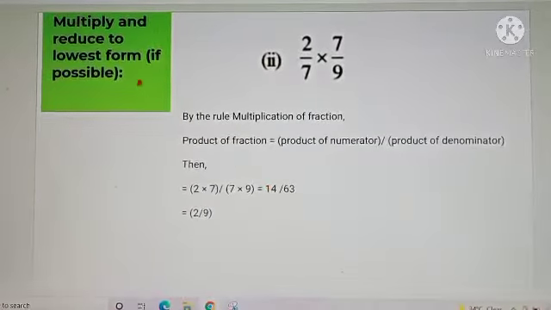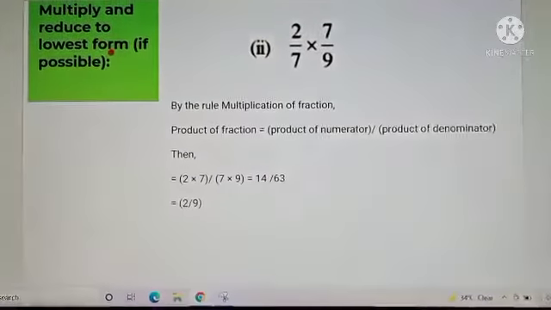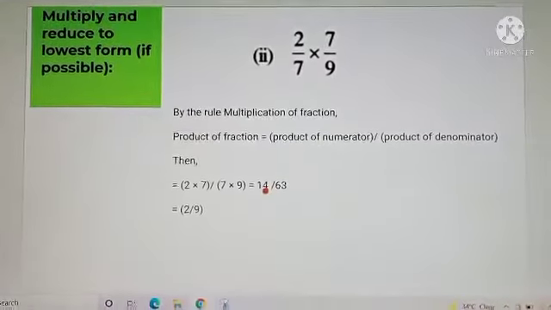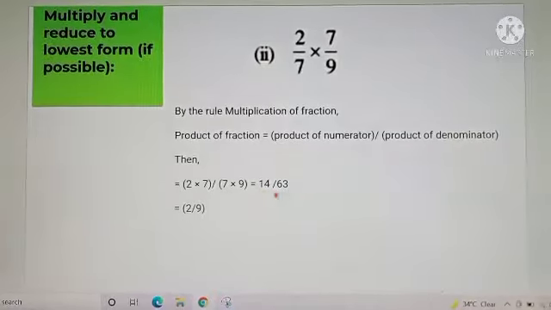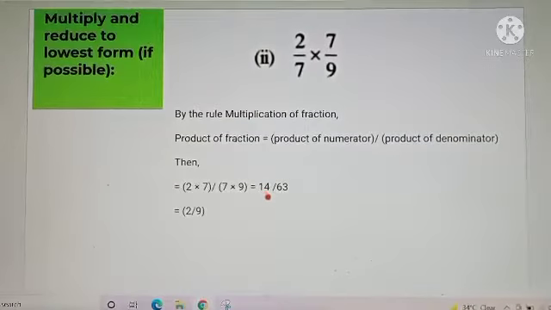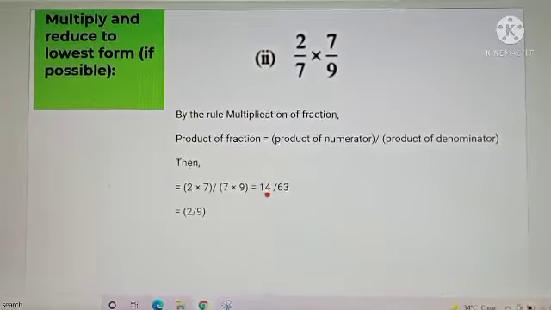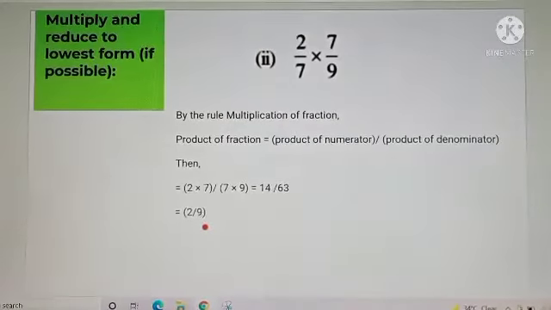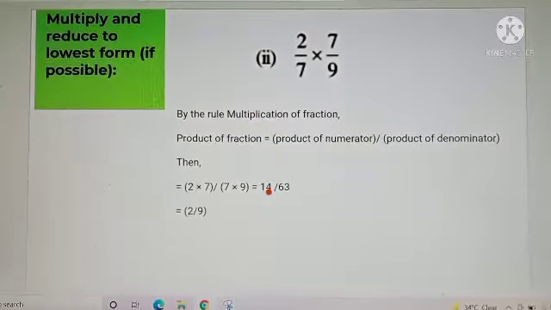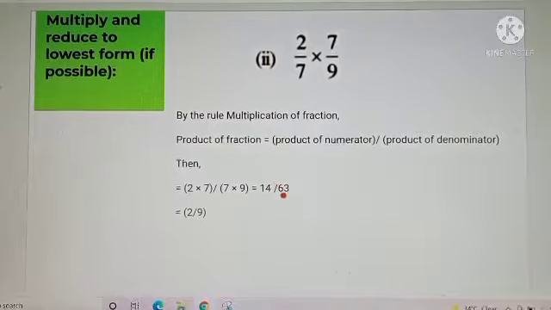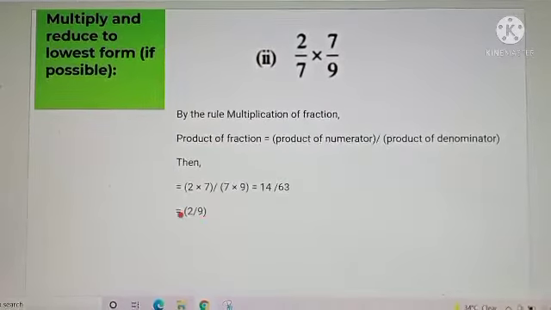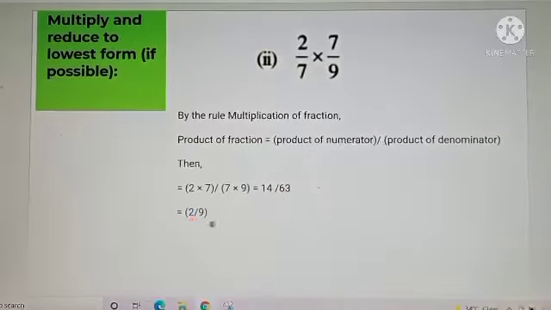Now, they are asking to reduce to lowest form if possible. So, 14 by 63, can we reduce it to lowest form? Yes, dividing by 7, we can reduce it to lowest form. 14 divided by 7 is 2. 63 divided by 7 is 9. 2 by 9. So, we can reduce the answer to lowest form.